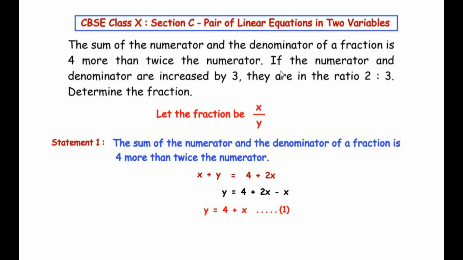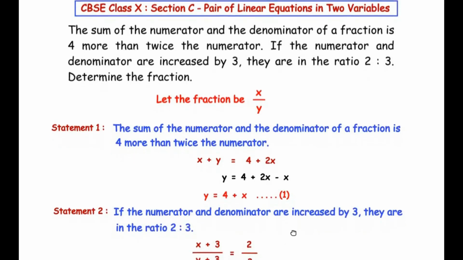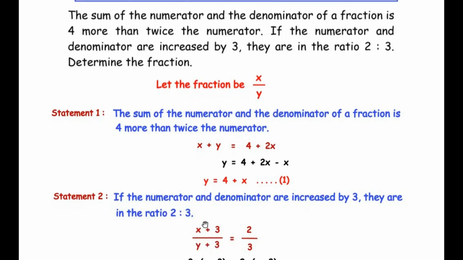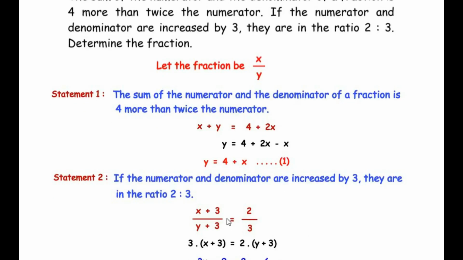Now in the question, we have been given a second statement, which is if the numerator and denominator are increased by 3, they are in the ratio 2:3, which means we are going to add 3 to the numerator and to the denominator. So you can see here we have written the fraction as x plus 3 over y plus 3. Now when we add 3 to the numerator and denominator, this fraction will be equal to the ratio 2:3, which becomes the fraction 2/3. Now once we have written this, we are going to go ahead with the cross multiplication.